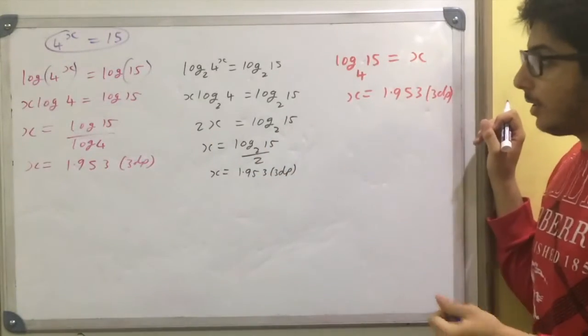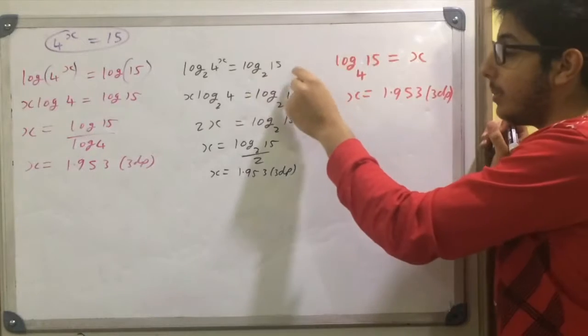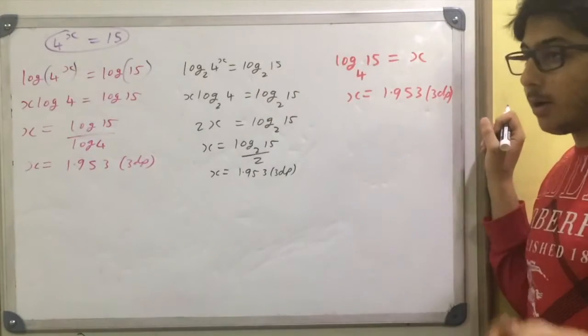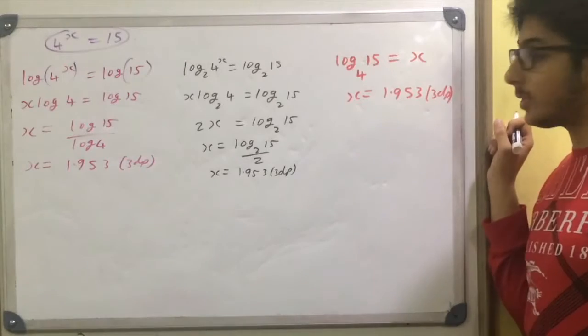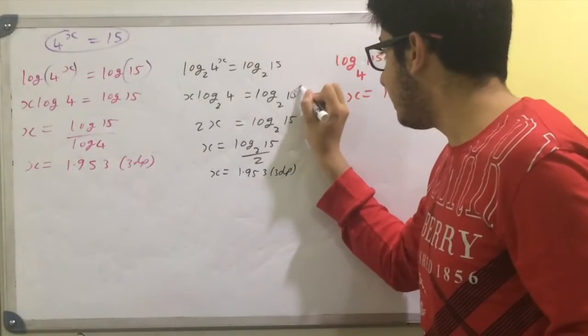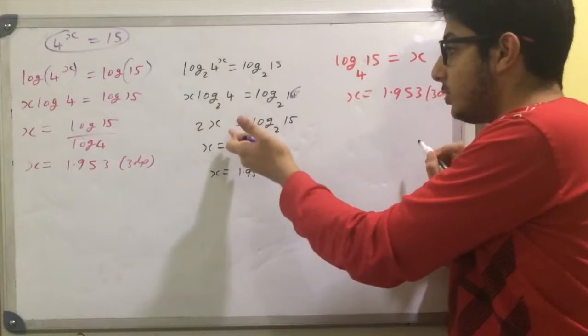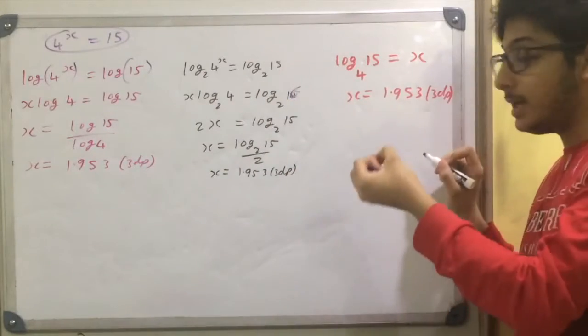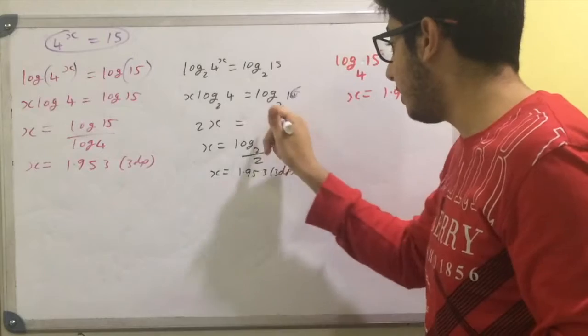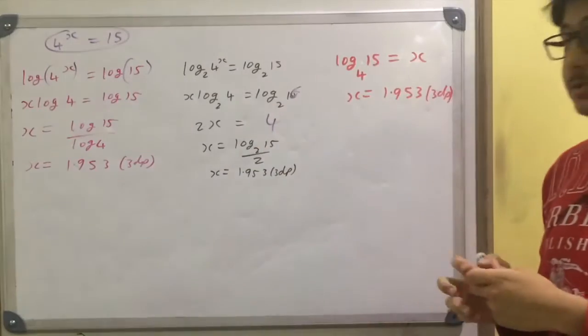It's more useful if all the inputs with a logarithm function, alright, are powers of 2. Okay? So say if that was 16. Then you would get 2x equal to, well, logarithm base 2 of 16 is just 4. Then you would just get 2x is equal to 4. And then you get x is equal to 2.